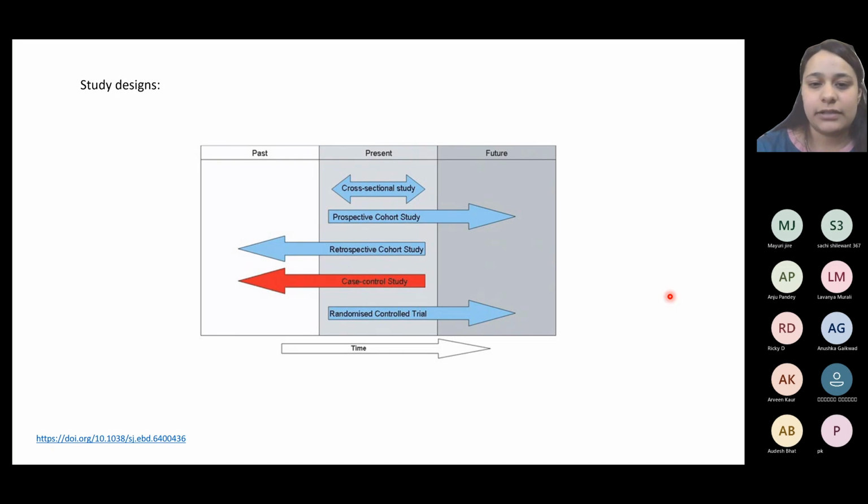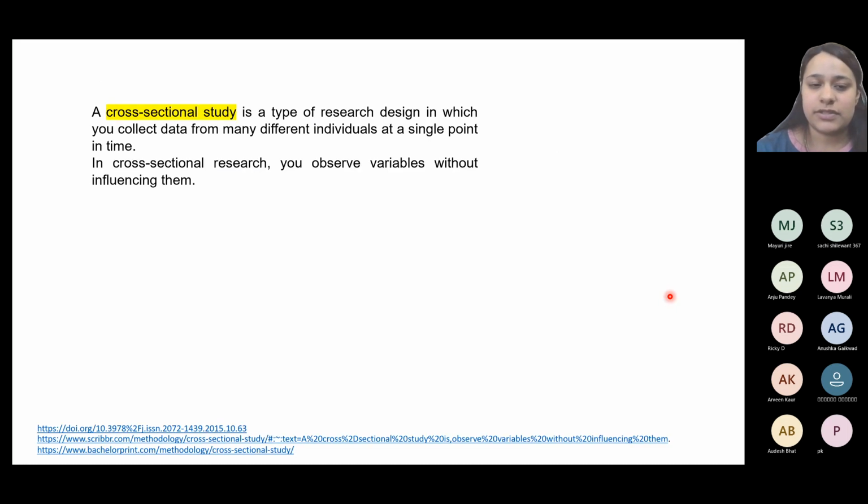So the first design is the cross-sectional type of study. So what is a cross-sectional study?